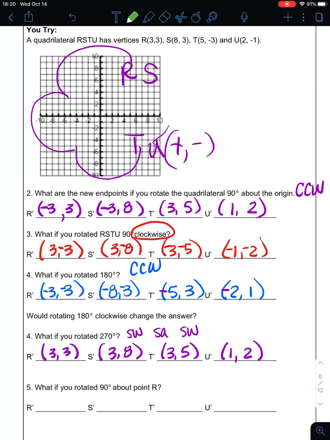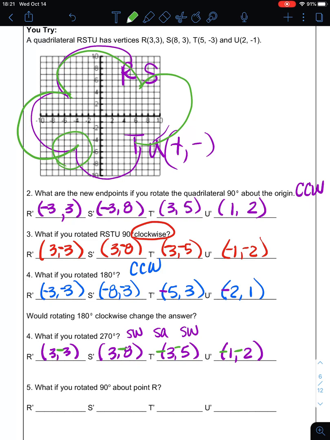So I'll change colors so you can see the difference. Positive, negative, positive, negative. Then T and U are going to do the same. They're going to rotate counterclockwise because I didn't state otherwise. 90, 180, 270. I'm going to end up down here in quadrant 3 where they're negative, negative. So I'm going to throw my negatives on there. Negative, negative.